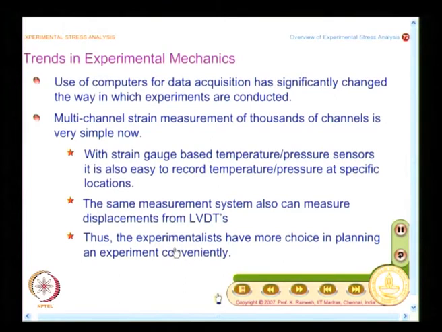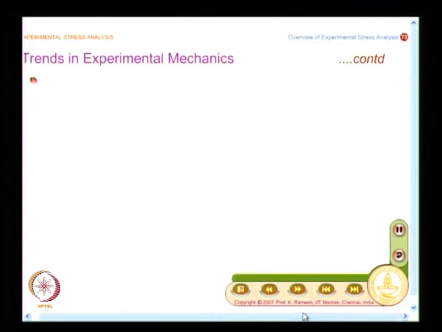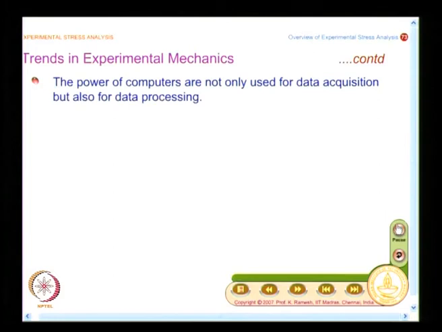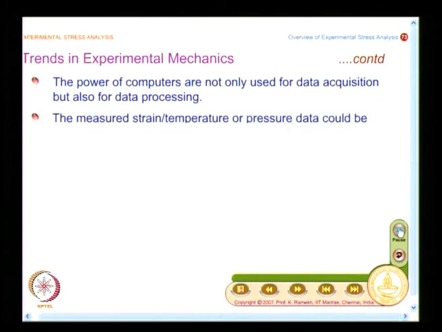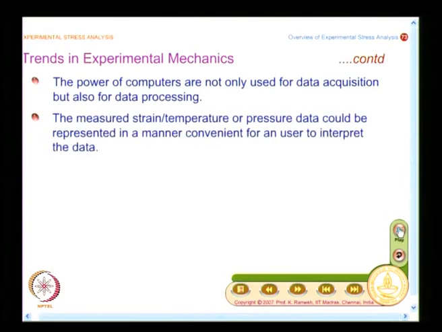And now when you have a complex situation, one multi-channel strain measurement system can accommodate temperature, pressure and displacement sensors in one platform. It makes your life a lot more convenient and helps you to plan your experiment much more intelligently. Then what are all the other developments that have influenced this? And here, there are two aspects.